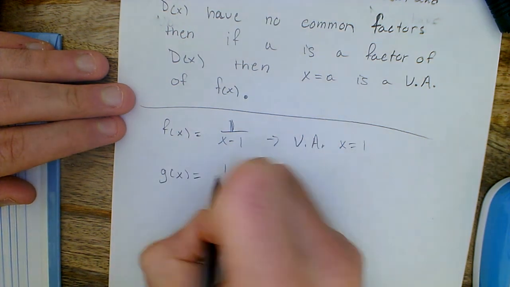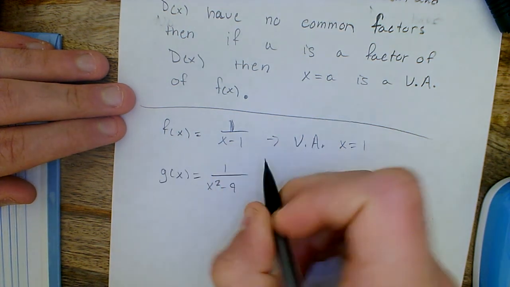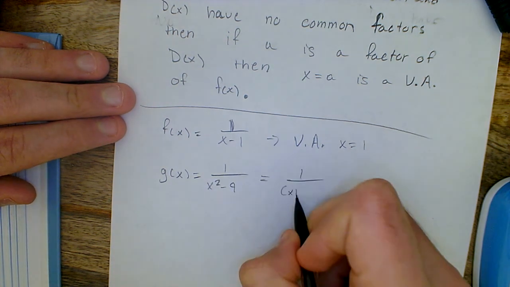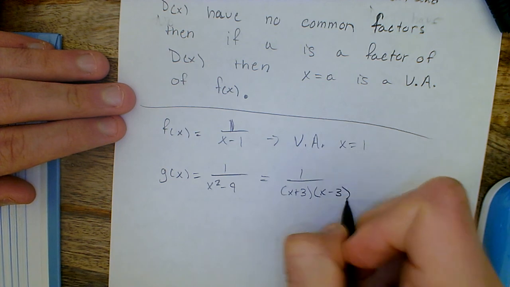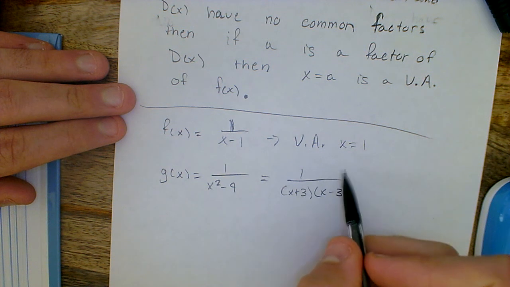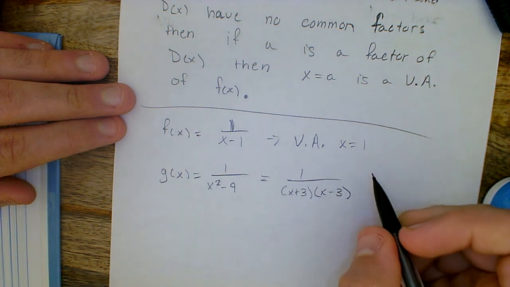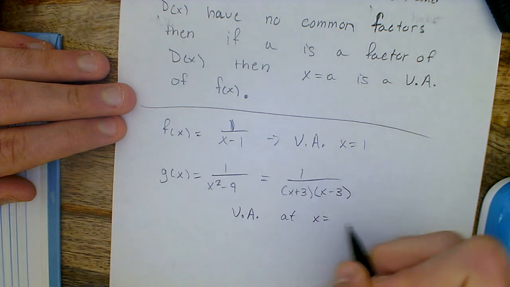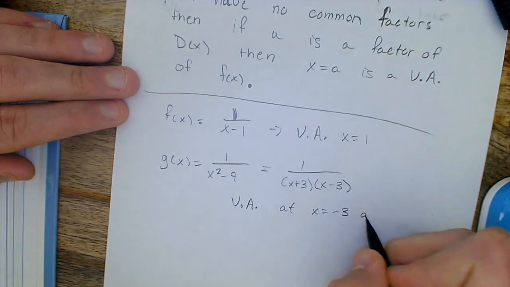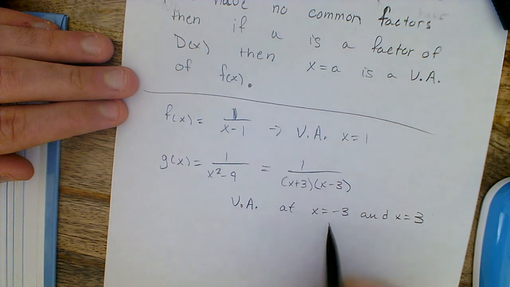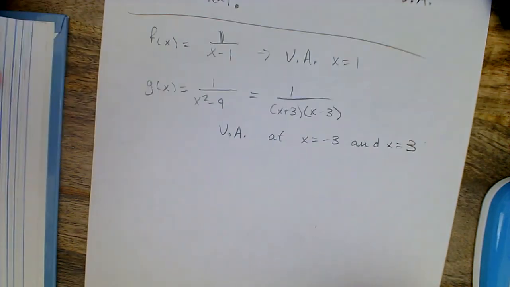So if we had g of x equal to 1 over x squared minus 9, then x squared minus 9 can be factored into x plus 3 and x minus 3. And there are no x plus 3's and x minus 3's up in the numerator, so there are no common factors. So there are vertical asymptotes at x equals negative 3 and x equals positive 3, because if you solve x minus 3 equals 0, it's x equals 3. You solve x plus 3 equals 0, x is equal to negative 3.